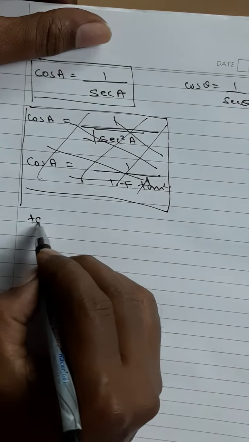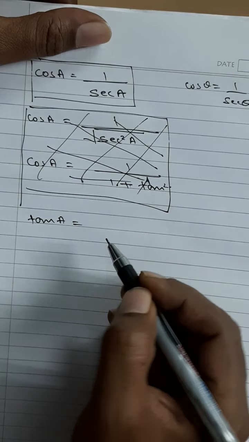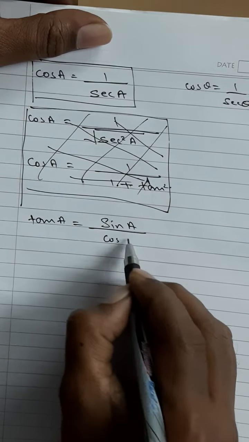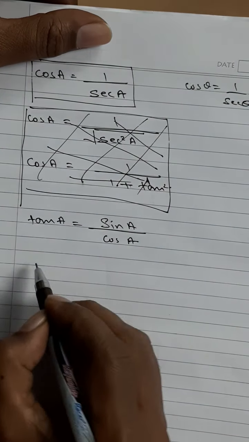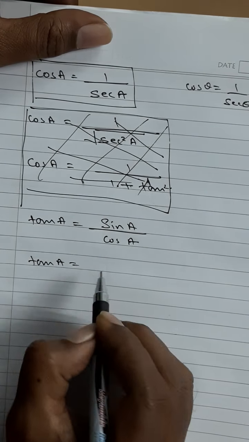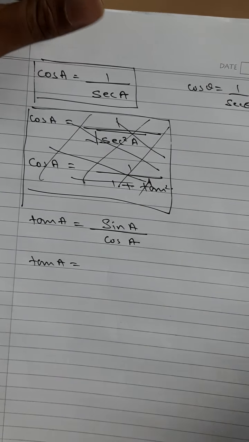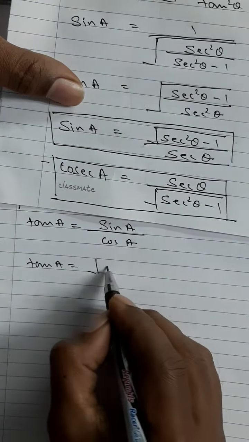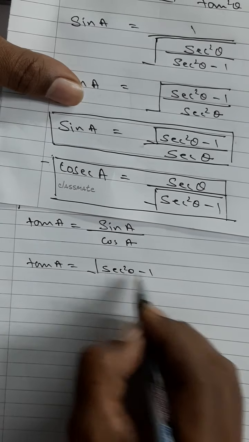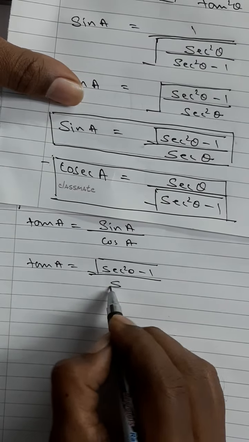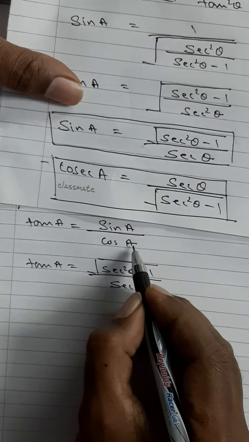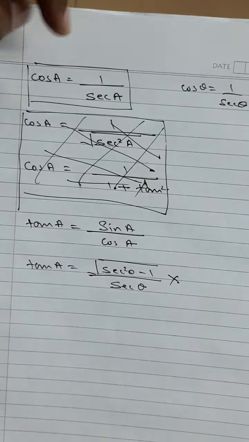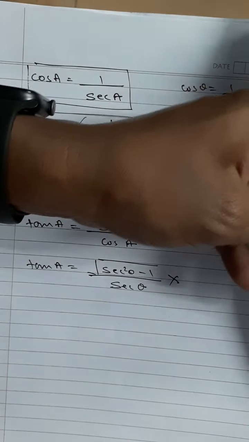Now I want tan A. Tan A is equal to what? Sin A upon cos A. Therefore tan A is equal to sin A, which I have got as root sec square theta minus 1 upon sec theta, into 1 upon cos A. I will write the inverse of cos A. Inverse of cos A is sec A alone.